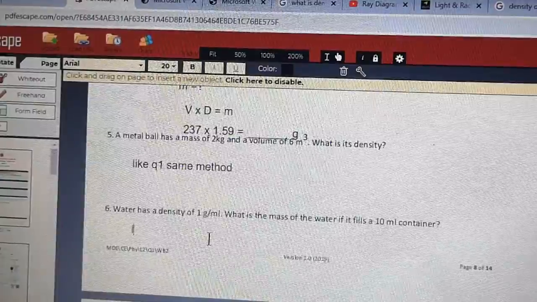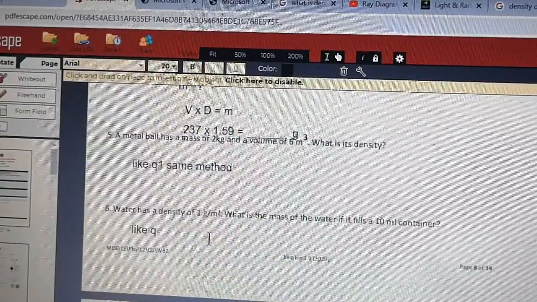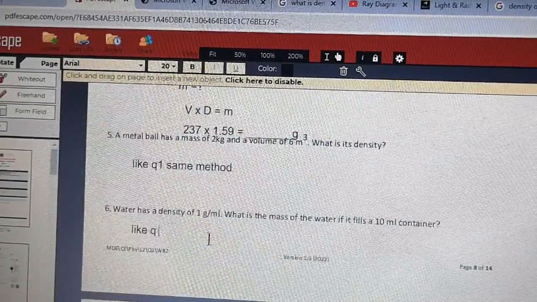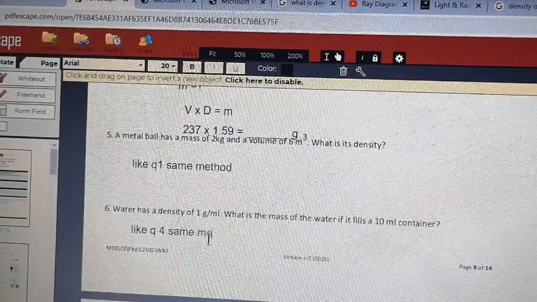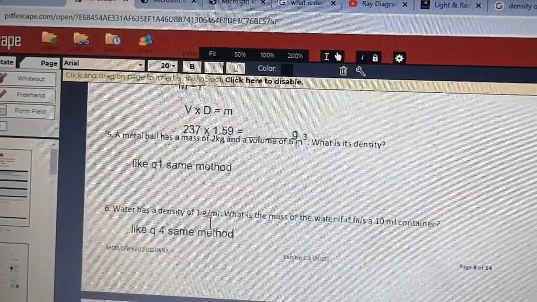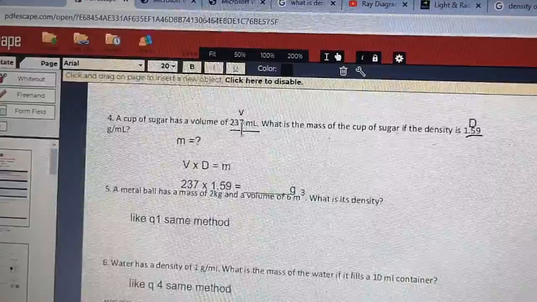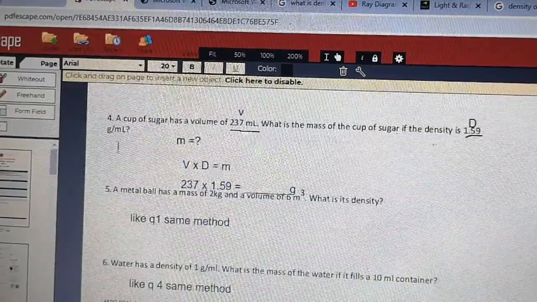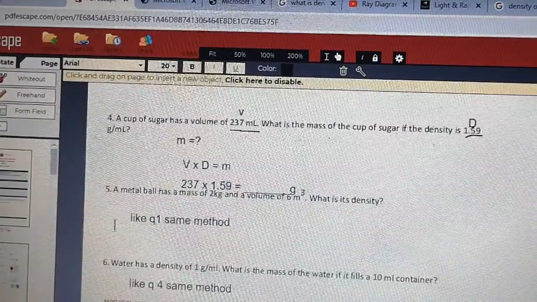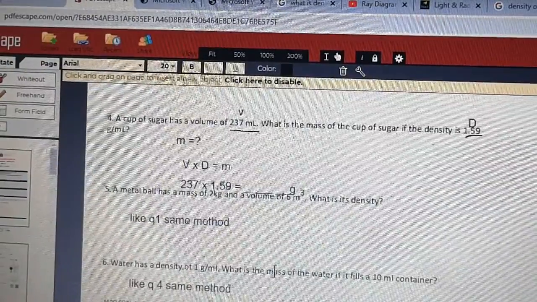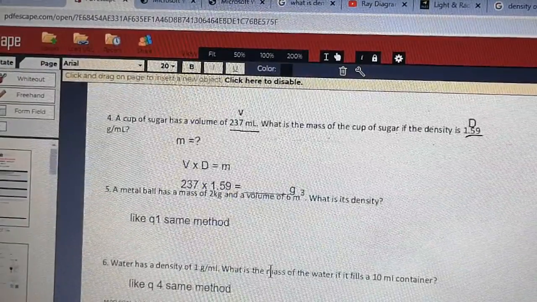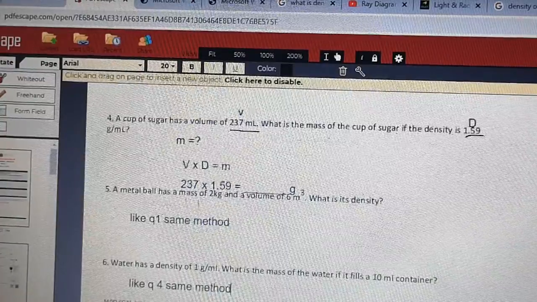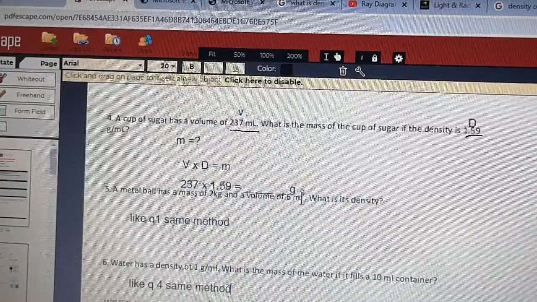Okay. The only difference I can see, same method, is the unit. So question 4 we have milliliters, grams per milliliter, grams per milliliter, and milliliters. Question 4 is just like question 6, no difference in the units. So you're looking for grams again. So with your answer you will put G for mass. But question 5, you see you have kilograms and meters cubed.